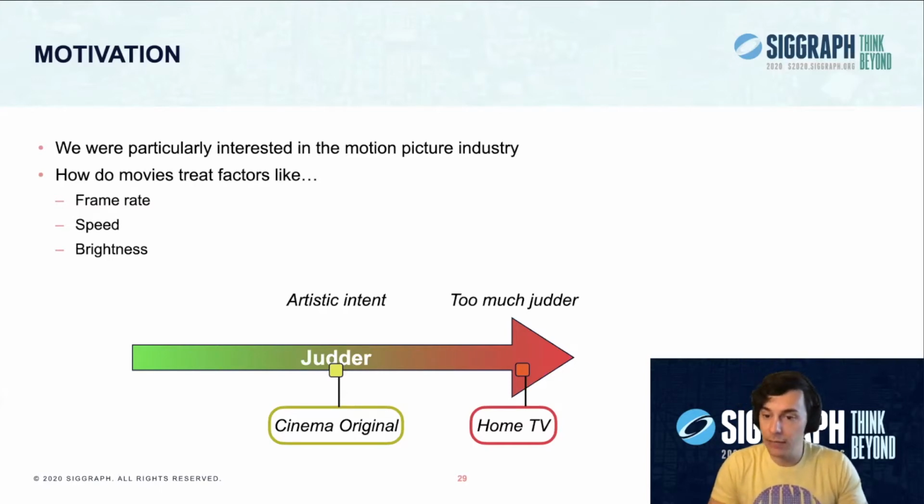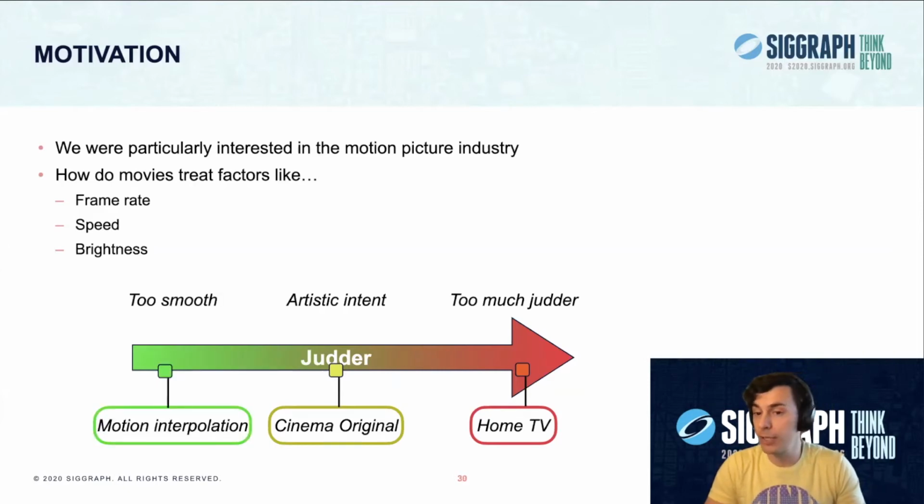On the other hand, a lot of these televisions will have things like motion interpolation chips. And so they might actually interpolate your content to a higher frame rate, typically just a constant frame rate. And in that case, the artistic intent will be infringed upon in the other direction, where the motion characteristics are different because they're smoother.